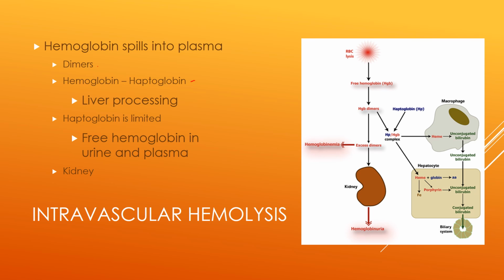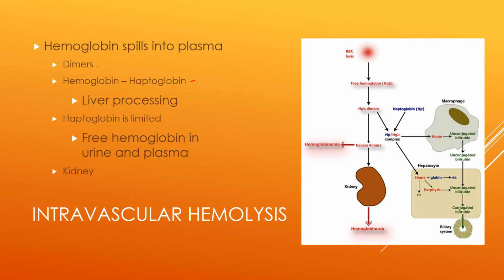Unfortunately, we have a limited amount of haptoglobin in our plasma. So when you exceed that, the haptoglobin stores in the plasma, the free haptoglobin, we start to see hemoglobin building up in the plasma and then spilling out into the urine. That's when you start to see the hemolysis, like in a blood specimen or in the urine. You start to see that hemolyzed blood in the urine.